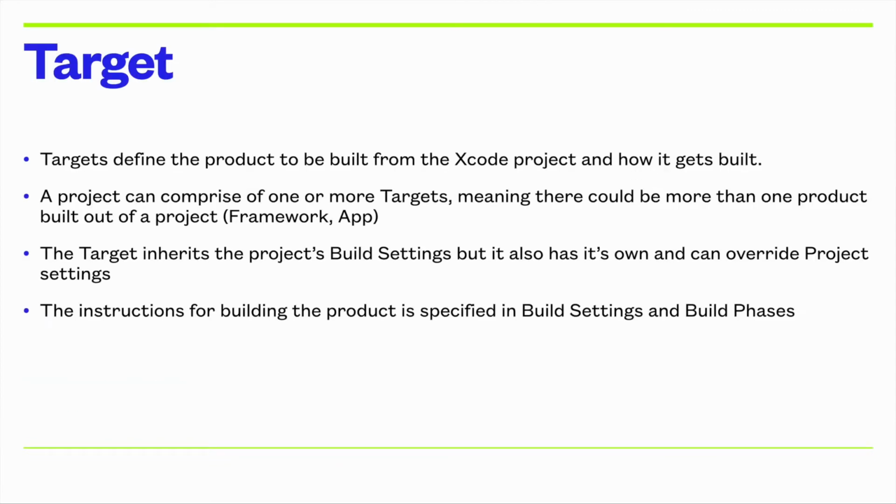Let us look at what a target means. Targets are the products of an Xcode project. An Xcode project can be an application project, or it could be a Cocoa Touch framework. Each of them could have their own products. A project can have more than one target, but it has at least one. A target usually inherits the build settings of its parent project, but it can also have build settings of its own. A target also has something called build phases, which defines how this product is built.